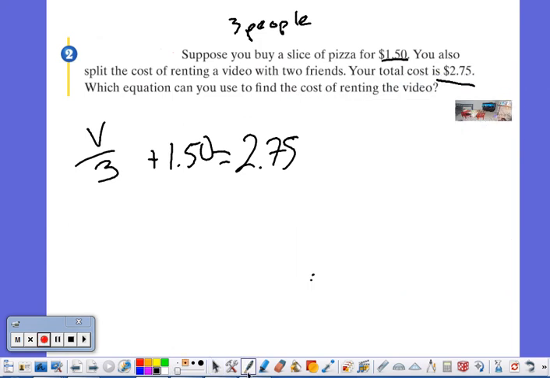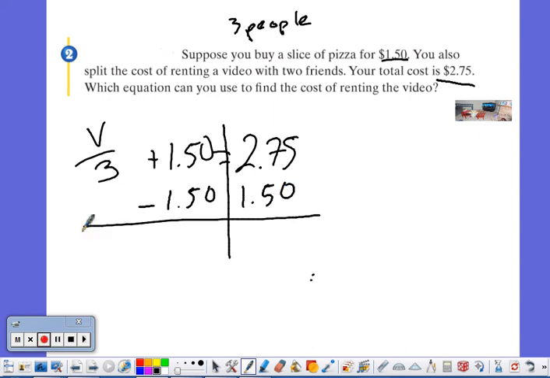What I can do, first thing, draw my river. Reverse order of operations tells me that I need to worry about this positive $1.50 first. So what I'm going to do is subtract $1.50 from both sides. Draw my line, cancel everything that cancels out. Well, this cancels out. All I have left is v divided by 3.